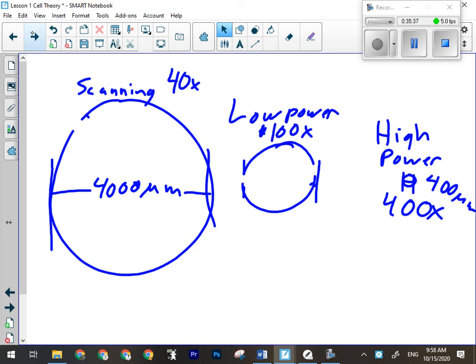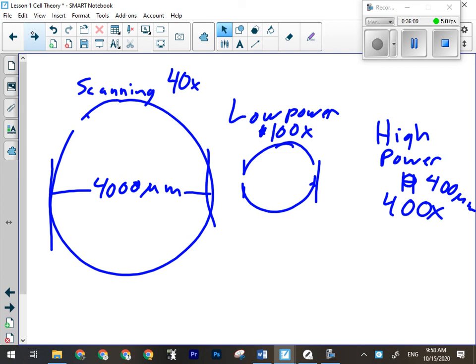So this diagram is showing you the field of view for your 3 lenses on the microscope. The field of view is the area that you can see when you look through that particular lens. Our scanning power lens, the little red one, magnifies 40 times. So anything I look at through there appears 40 times larger.